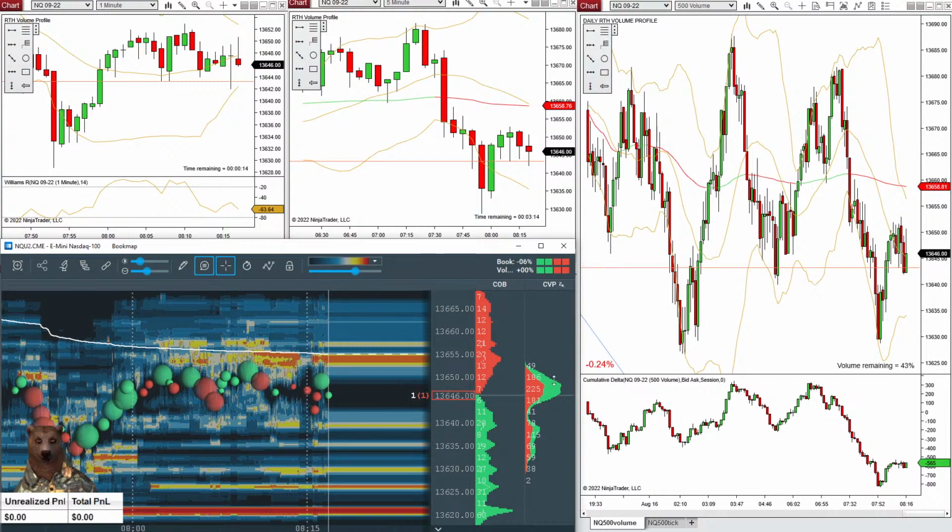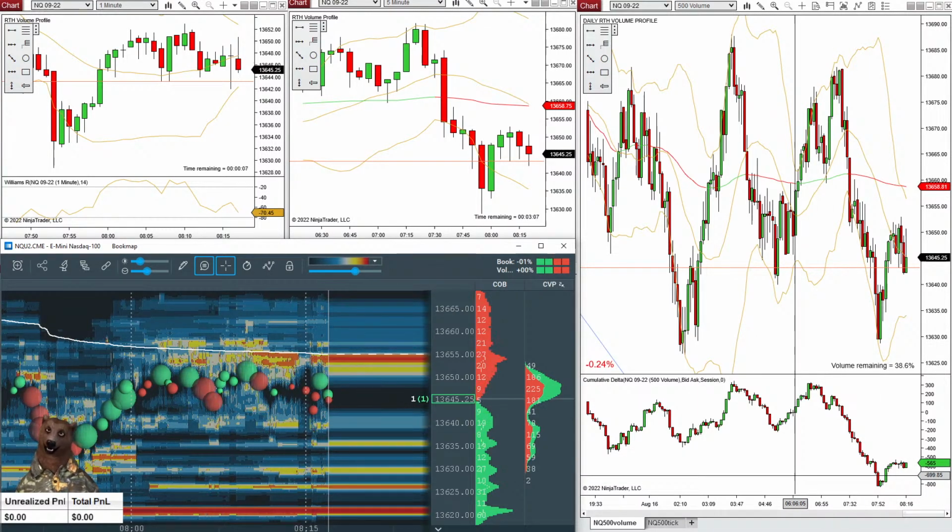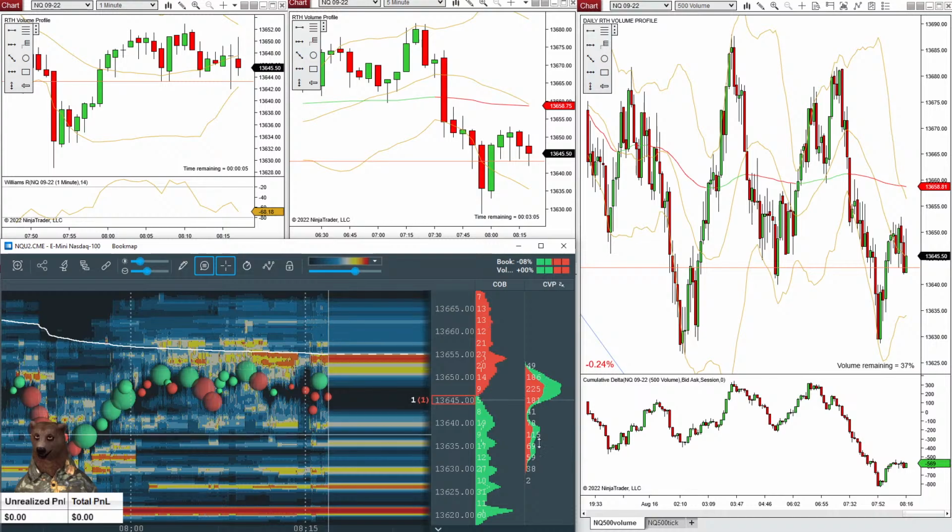That's essentially cumulative delta. There's also a cumulative delta indicator I can throw up on here, but it's very similar to NinjaTrader's, and I don't want to have too many things going on. This thing over here is kind of cool. This is a chart volume profile.